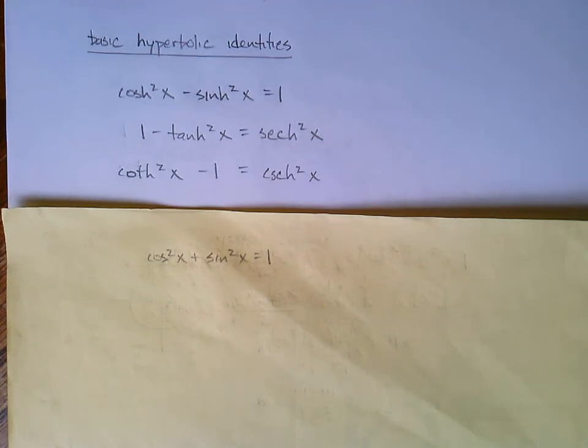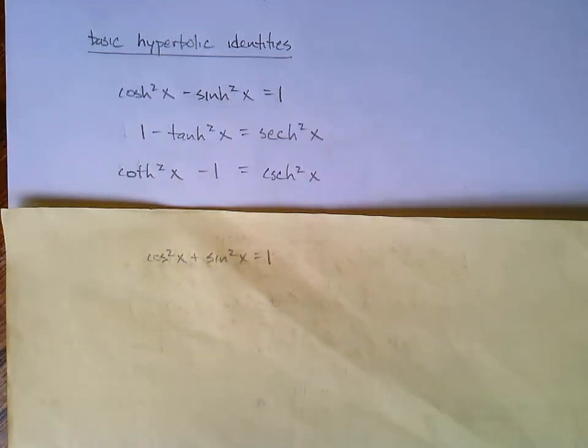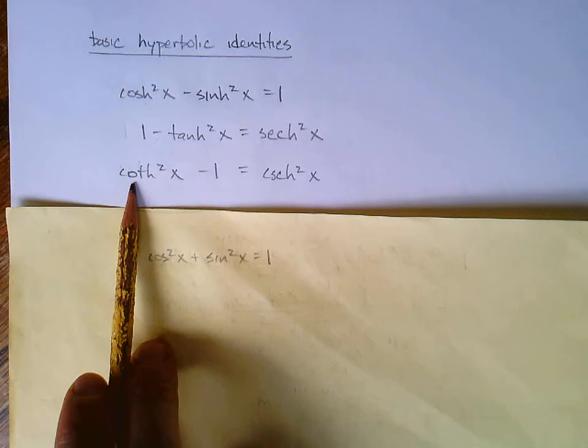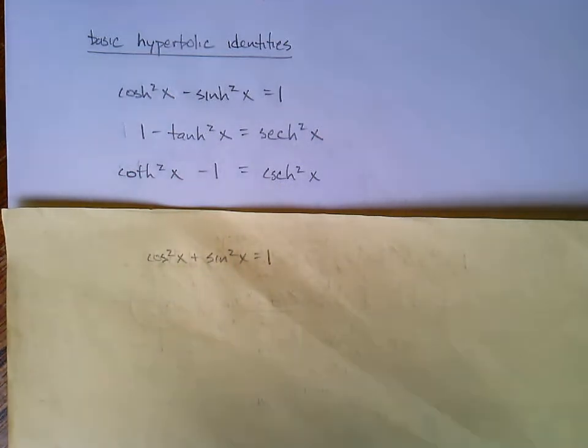Identical to the trig identity, 1 plus tangent squared x equals secant squared x, except for that minus sign instead of the plus. And finally, coth squared x minus 1 equals cosech squared x. Again, identical except for the minus instead of a plus. And so when people started to realize this, then the name was just an easy call. So they named these the hyperbolic trig identities, or oftentimes you just hear it called the hyperbolic identities for short.